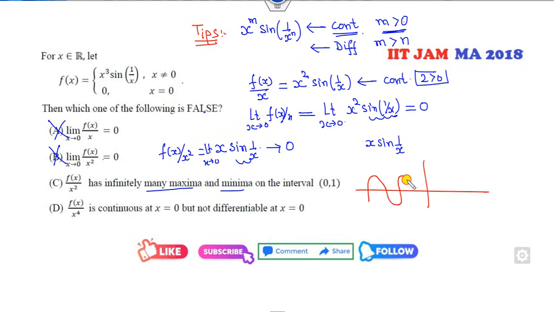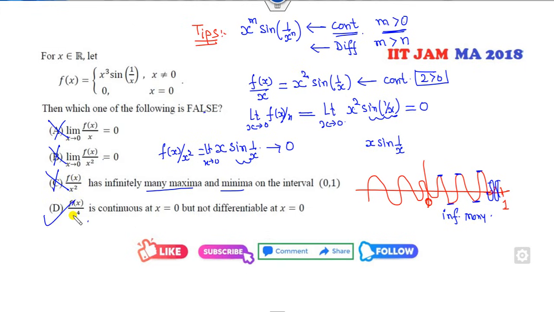Okay, fine. So say this is my 1, this is my 0. Now you can see how many maxima and minima there are: 1, 2, 3, 4, 5. If you want to go on like this, it will definitely give you infinitely many maxima and minima. So this option is also correct.